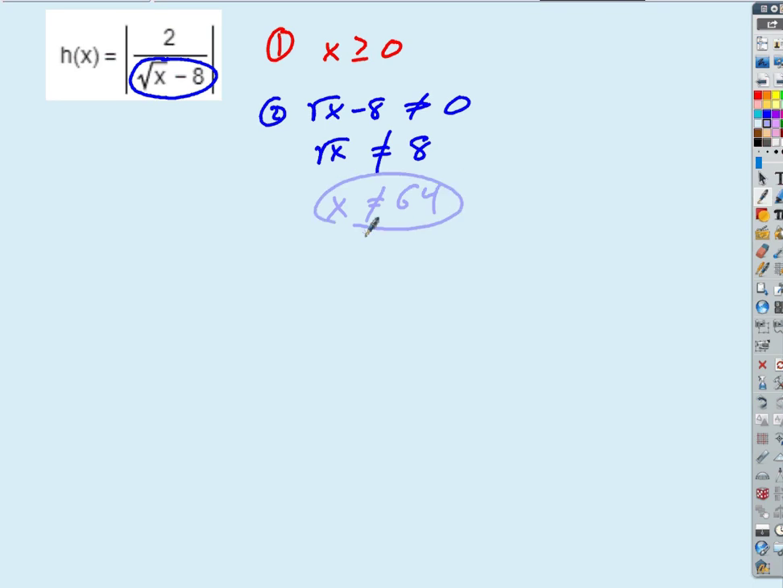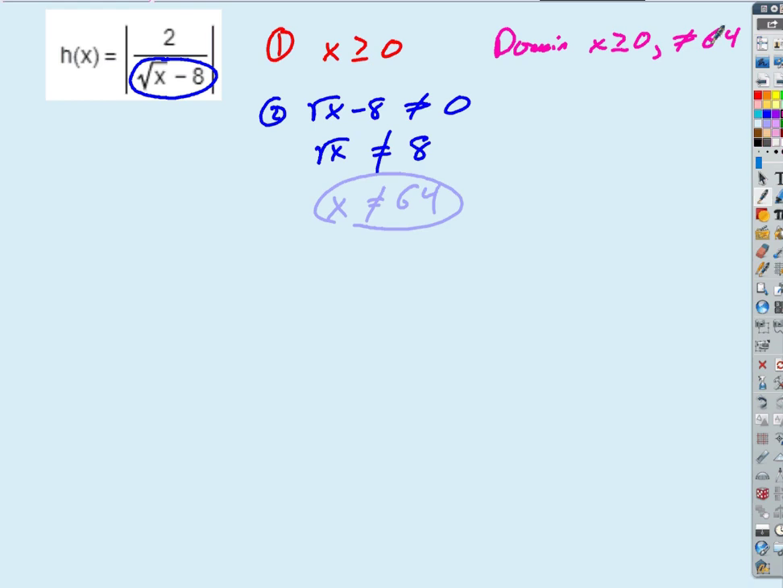x has to be greater than or equal to 0. So that's our domain: x is greater than or equal to 0, but x cannot equal 64. We could write it in interval notation if we wanted to.